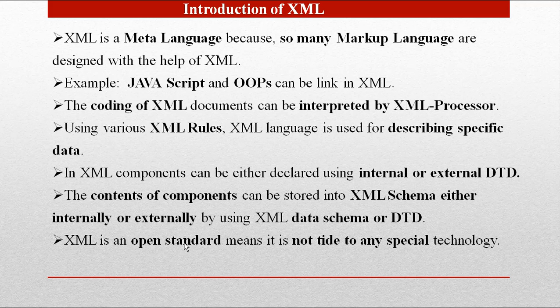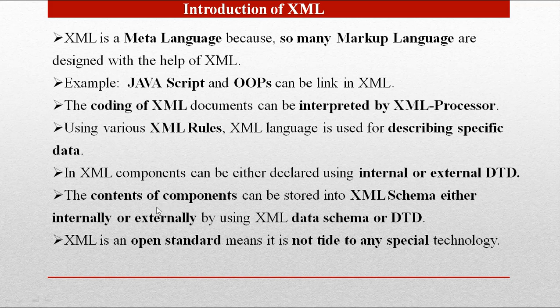JavaScript and OOP, that is object-oriented programming, can be linked in XML. The coding of an XML document can be interpreted by XML processors, and using various XML rules, the XML language is used for describing specific data. In XML, a component can be declared using either an internal or external DTD. There are two types of DTD, internal and external, which will be seen in next lectures.